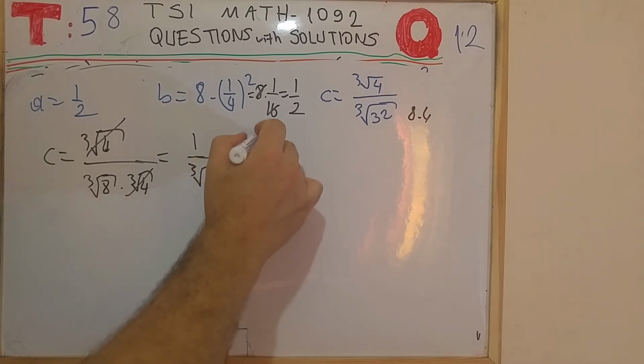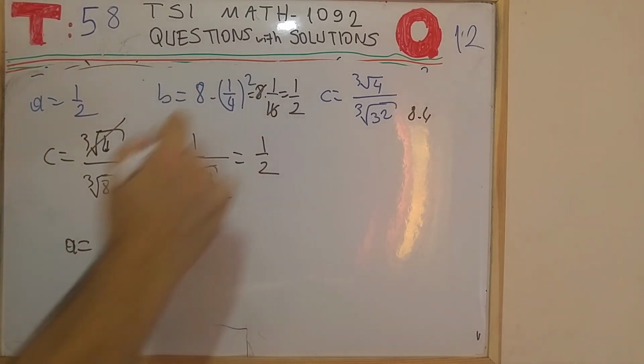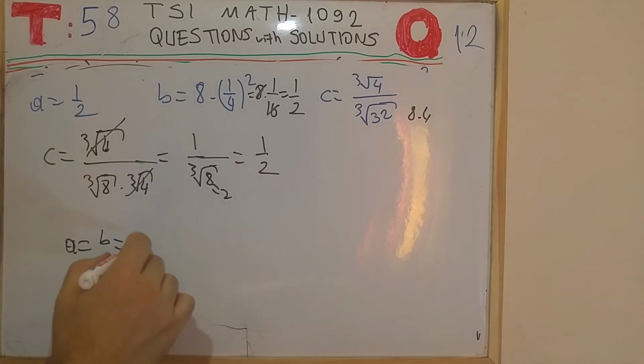So I can say that C is equal to 1 over 2. So what I have here is A is equal to 1 over 2, B is equal to 1 over 2, so A and B are equal to each other, and C is also equal to 1 over 2, so all these three are equal to each other.